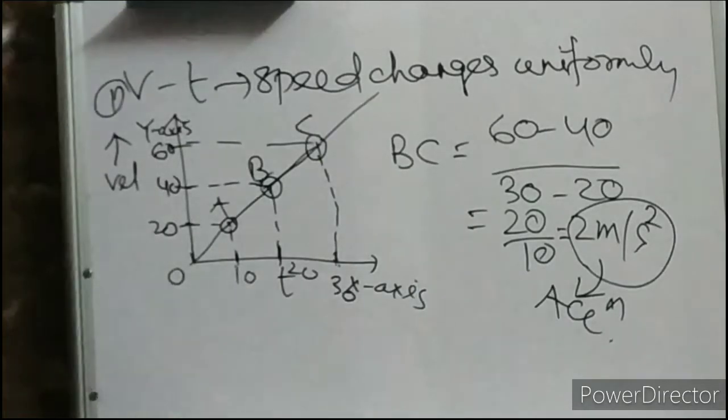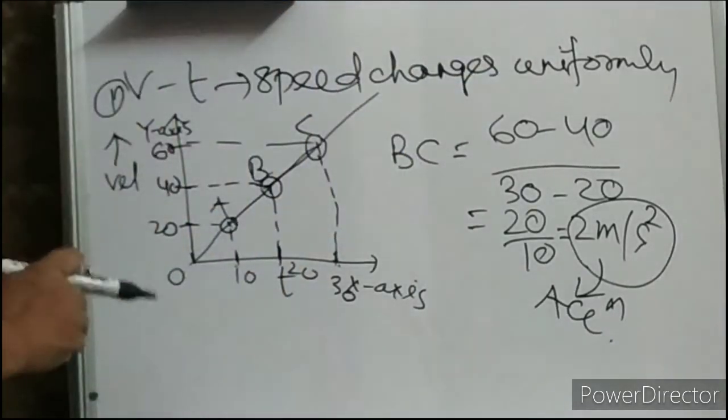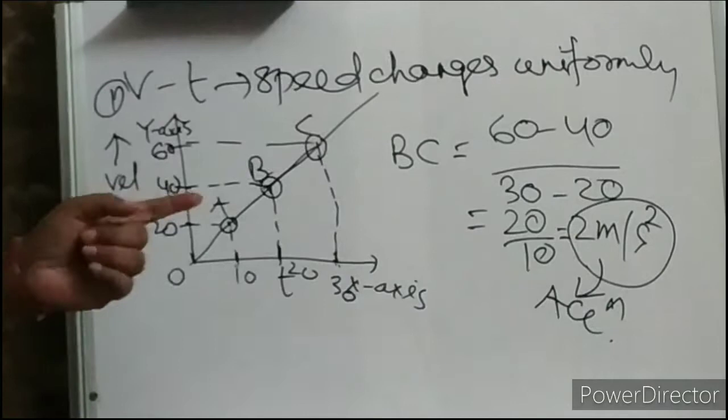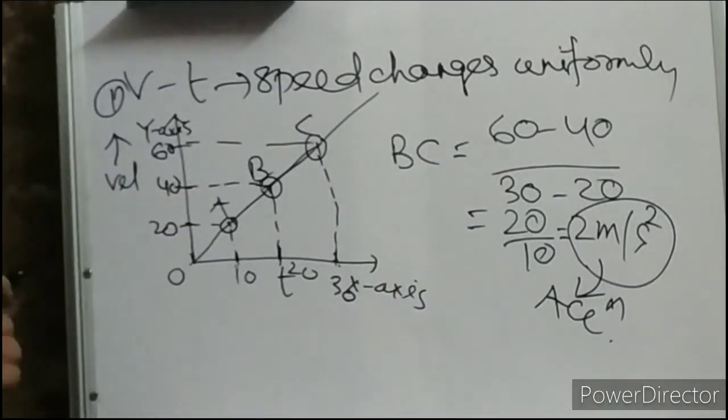So it proves that speed changes uniformly. We are getting accelerated motion but uniform acceleration only. See, it is uniform acceleration. Hope I am clear with this. Uniform acceleration. So this is the VT graph, or otherwise you can do like this also.